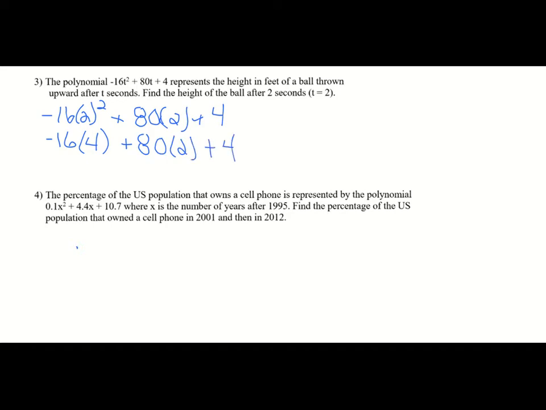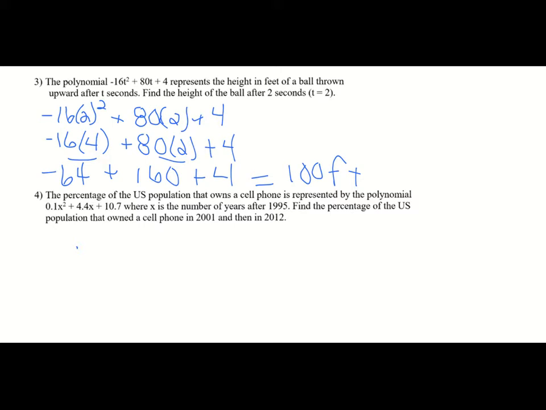And again, following order of operations, we're going to do our multiplications next. Negative 16 times positive 4 is going to give me negative 64. 80 times 2 is 160, and then plus 4. So now we just have to add negative 64 plus 160 plus 4, and when I add all three of those, I end up with 100. And our answer is going to represent the height of the ball in feet. So after 2 seconds, it's 100 feet high.